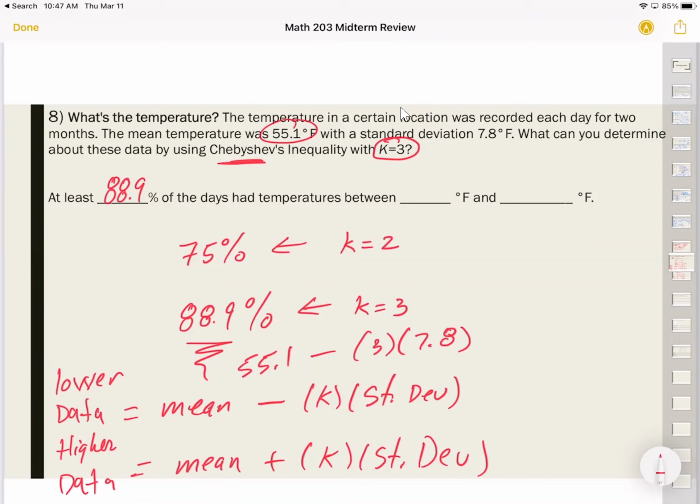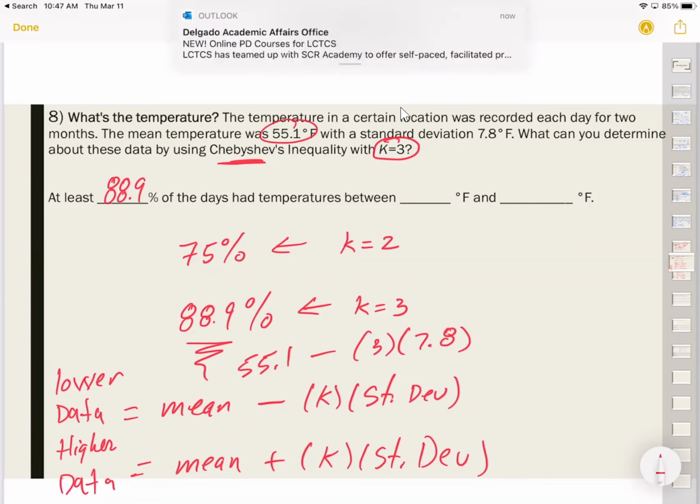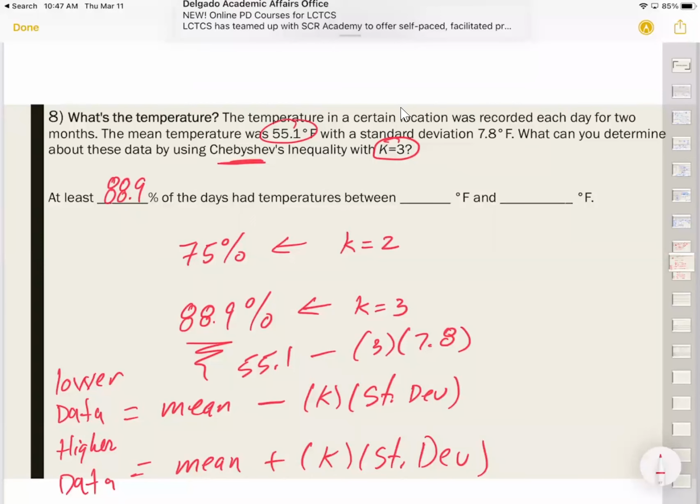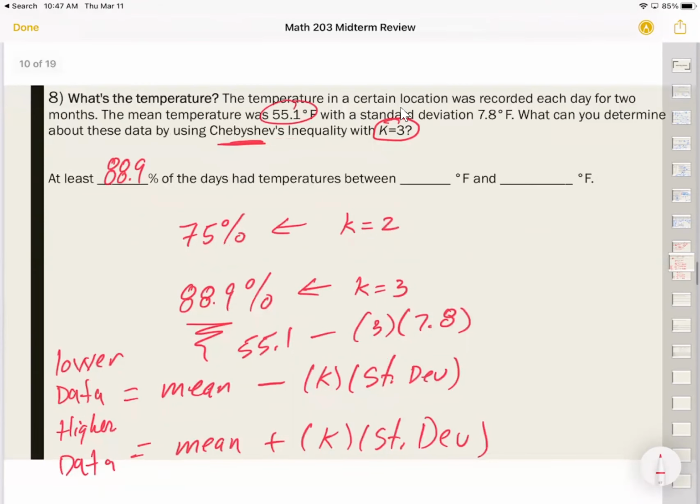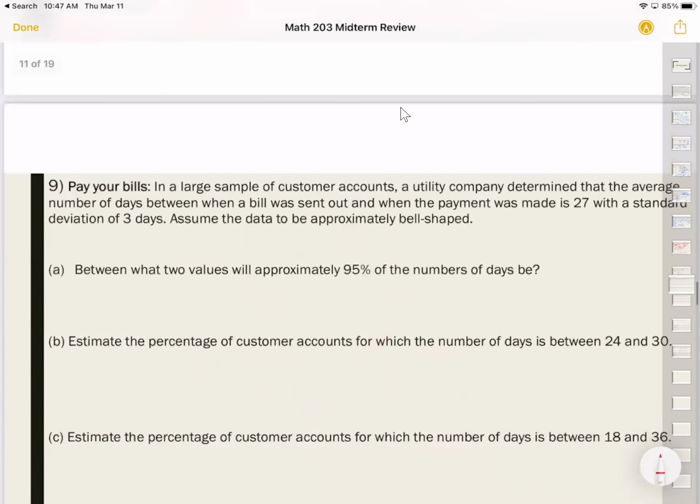So this is the Chebyshev: K equal to 2 is 75%, or K equal to 3 is 88.9%. The other one, if you remember, is the empirical rule, which is the 68, the 95, and the almost all.